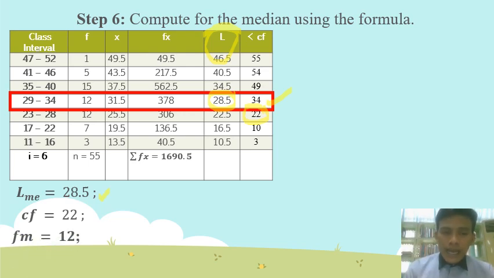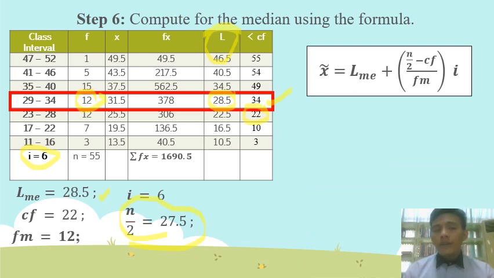Frequency of the median class, that will be 12. The interval is 6. And n over 2 is 27.5. Now we can get the value of our median, which is the formula: lower boundary of the median class plus the quantity n over 2 minus the cumulative frequency before the median class, over the frequency of the median class, times the interval.